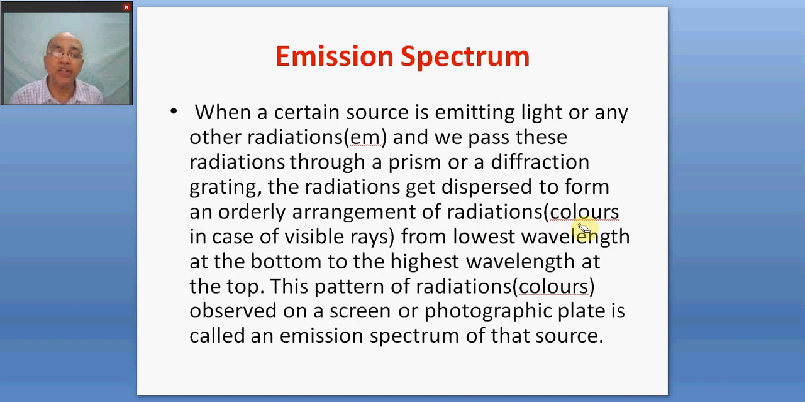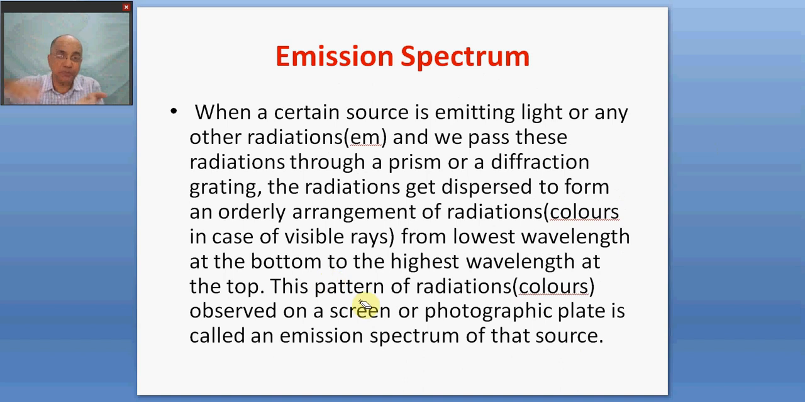If it is visible radiation, then we say colors. If it is invisible radiation, we simply say radiation. Radiation is a common term. So the dispersion of these radiations will form an orderly arrangement from the lowest wavelength at the bottom to the highest wavelength at the top.